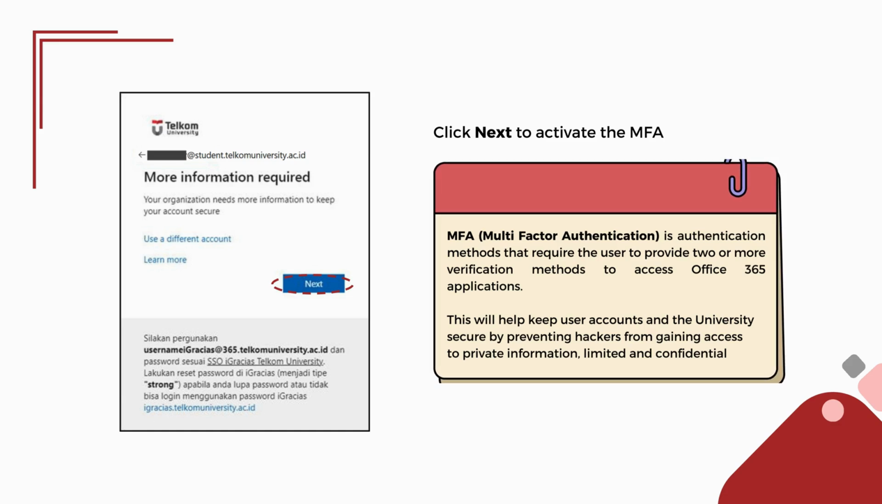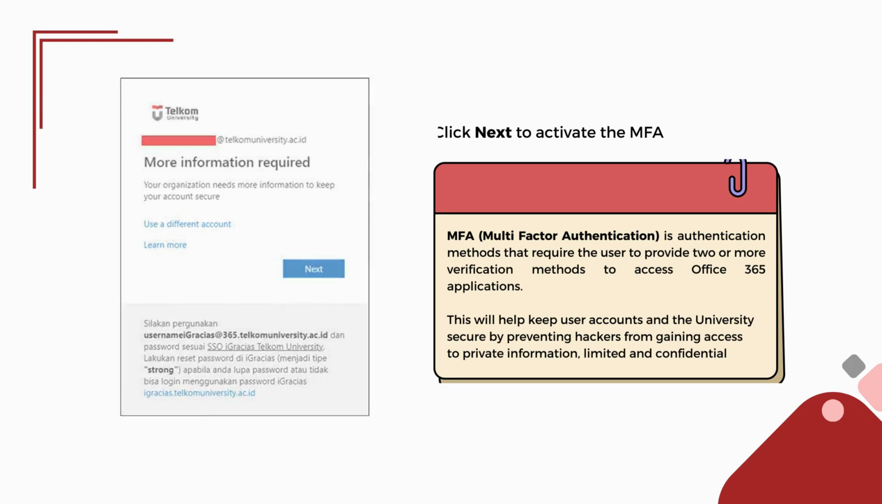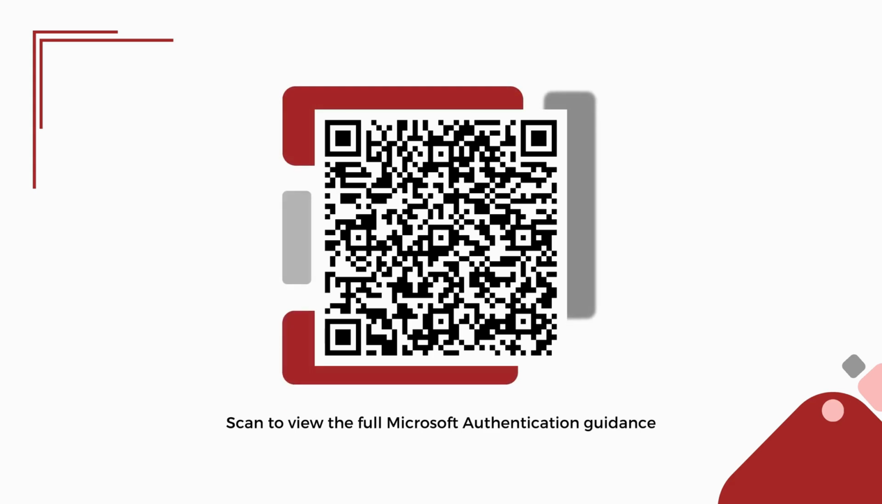For your information, MFA or multi-factor authentication is an authentication method that requires the user to provide two or more verification methods to access Office applications. This will help keep user accounts and the university secure by preventing hackers from gaining access to private, limited, and confidential information. And you can also scan this QR code to view the full Microsoft authentication guidance.